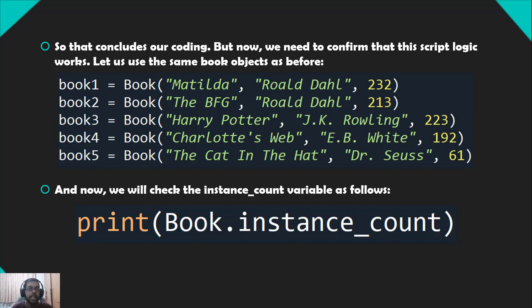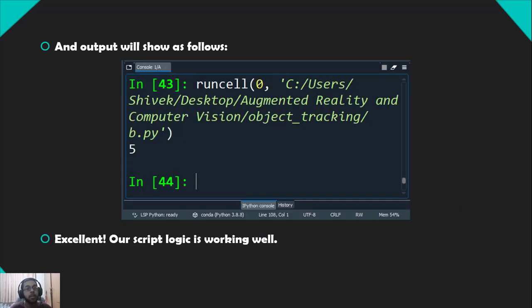But now we need to confirm that this script logic works. Let us use the same book objects as before. And now we will check the instance count variable as follows. Print book.instanceCount, and output will show as follows: 5. Excellent. Our script logic is working well.